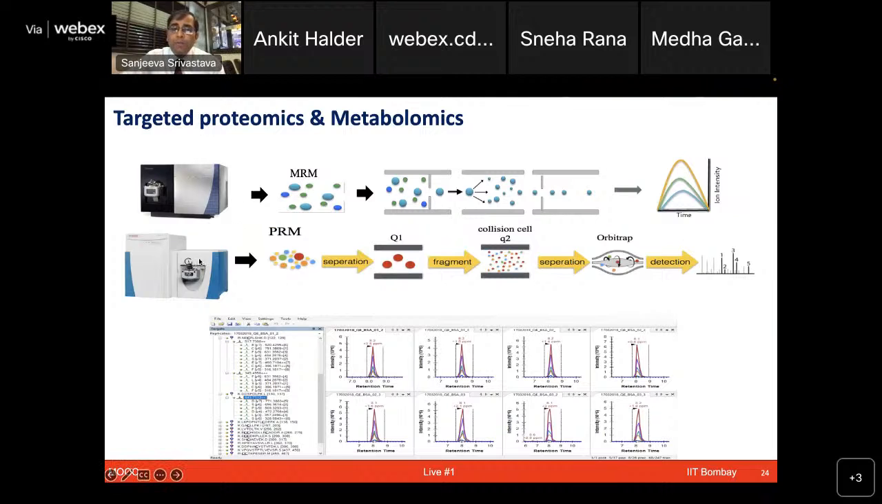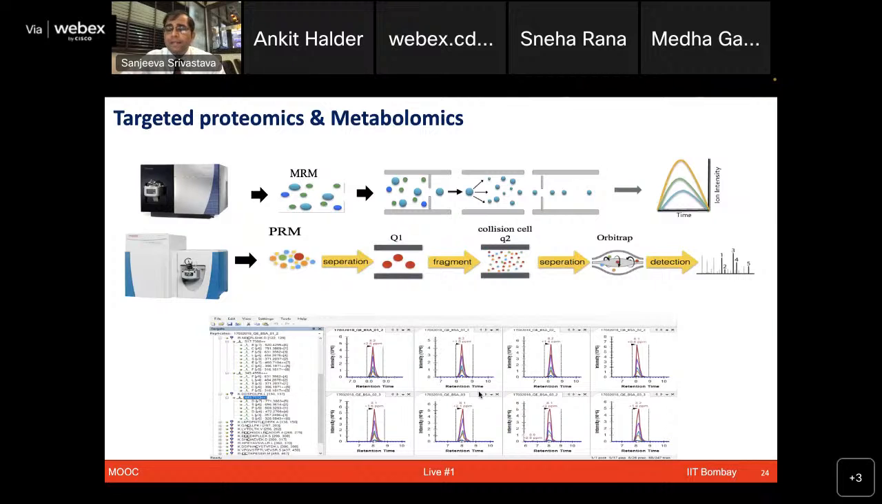Alternatively, one could also utilize Orbitrap instruments to do parallel reaction monitoring. It is a slightly more advanced approach, where the aim is to look simultaneously at all the peptides of interest, and then try to validate those peptides using Orbitrap instruments. So here you have quadrupole and Orbitrap, and in between there's a collision cell. A typical chromatogram and the transition looks like this for these kinds of targeted experiments. The same concept can be utilized for targeted metabolomics as well.